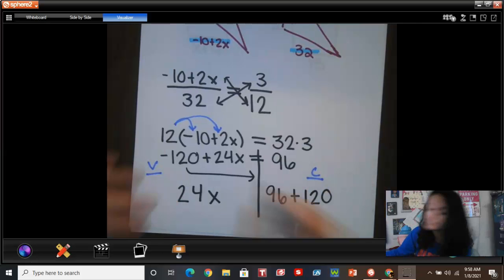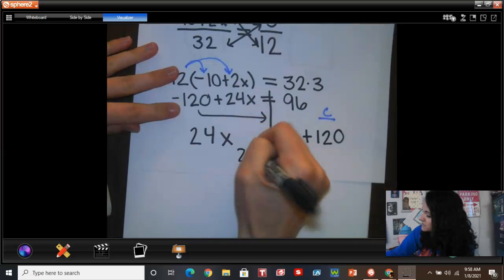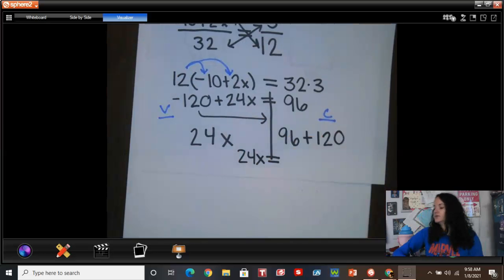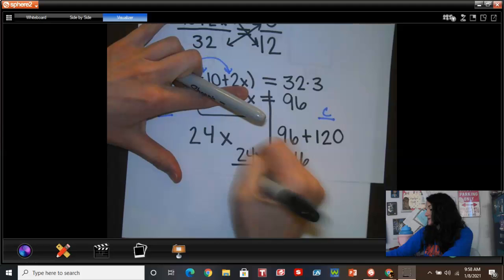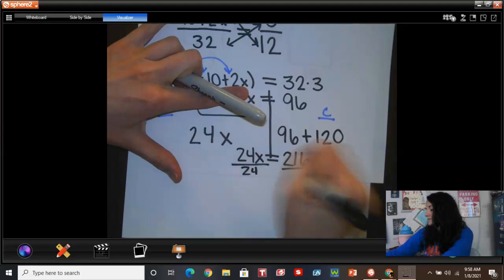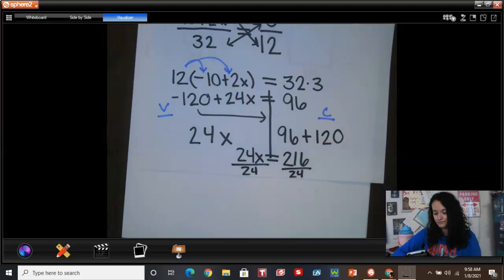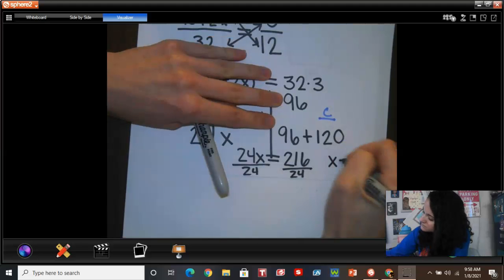I'm running out of room. 24x equals 216. I know it's getting really smushy at the bottom of the paper. My bad. We get x equals 9.